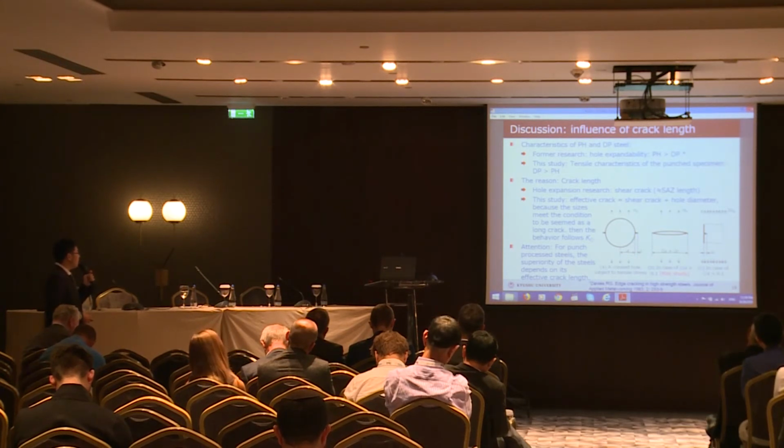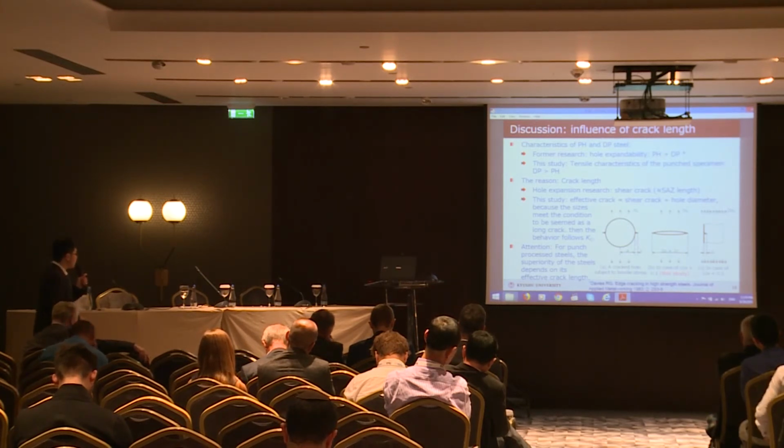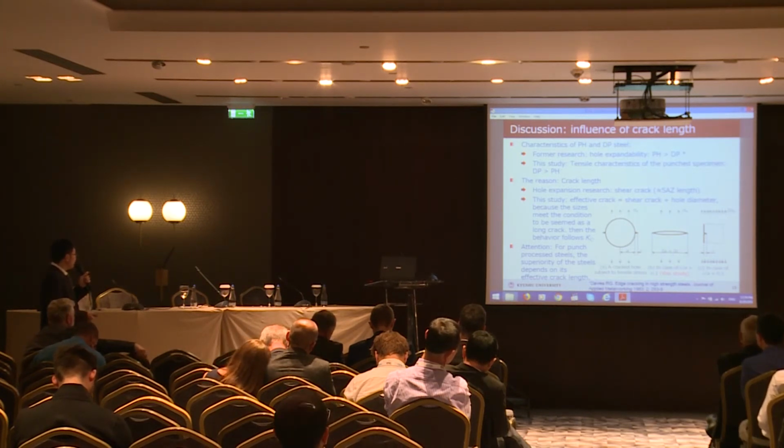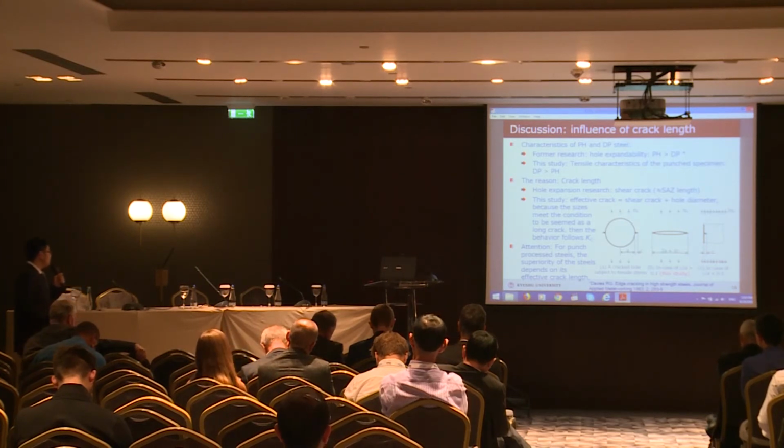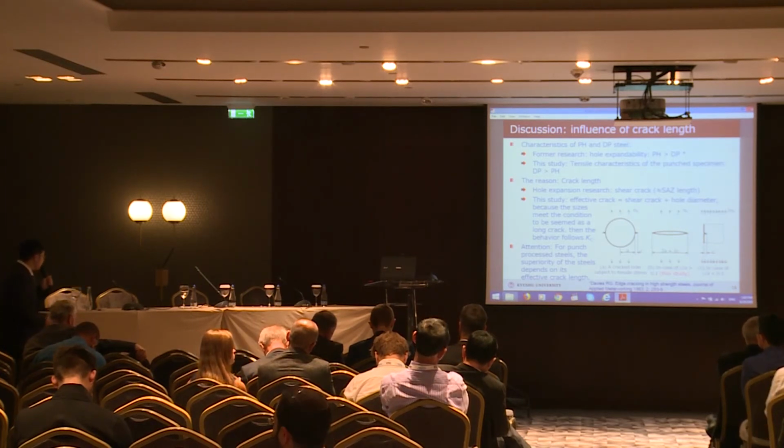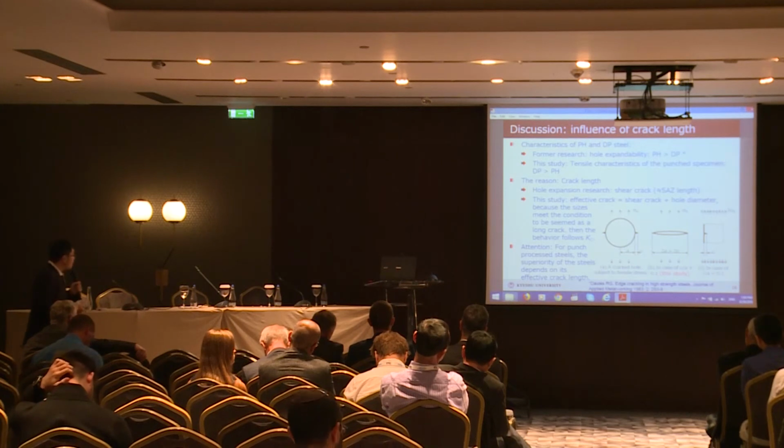Then the behavior of the material follows Kc. The Kc of PH is lower than DP. So it should be noted that for punch processed steel, the superiority of the steel depends on its effective crack length.